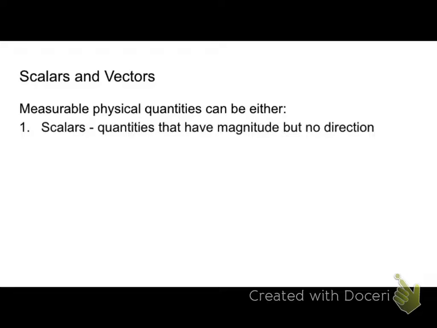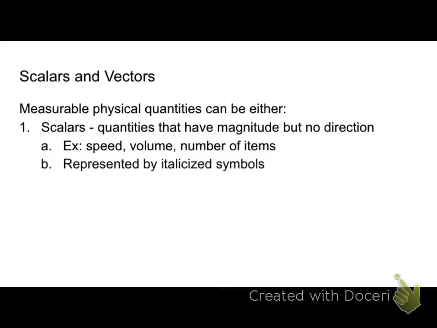A scalar quantity would be any quantity that has a magnitude but doesn't have a direction. Like when we talked about speed or volume, or if you're counting a specific number of items, okay? Or if you want to double something, those are all scalars. So they don't have a direction, they just have a magnitude. And the book is going to represent these with an italicized symbol.